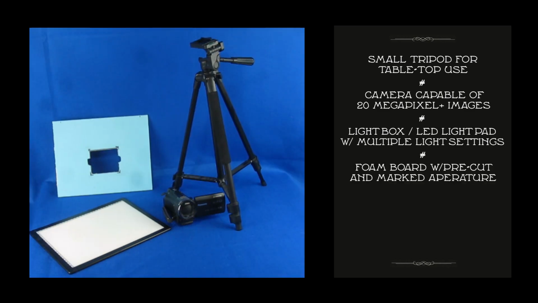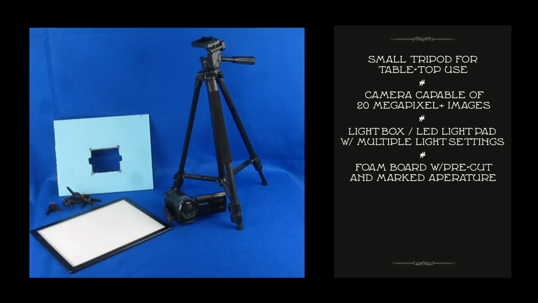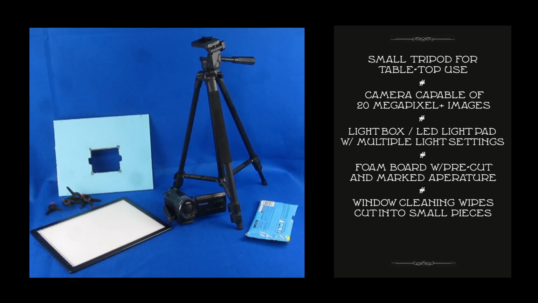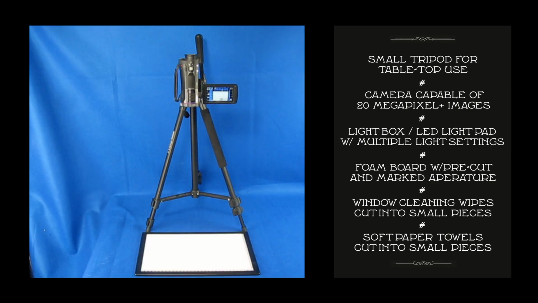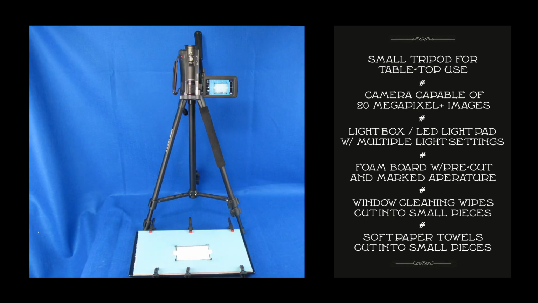A piece of foam board that covers the light panel with an opening cut slightly smaller than the slide size. It is held to the light pad with small clamps and marked with guide lines to allow quick positioning of a slide. Window cleaning wipes cut into small squares at the time of use. Soft paper towels torn into smaller squares for drying after using the wipes. Here is the hardware, assembled and ready to go.